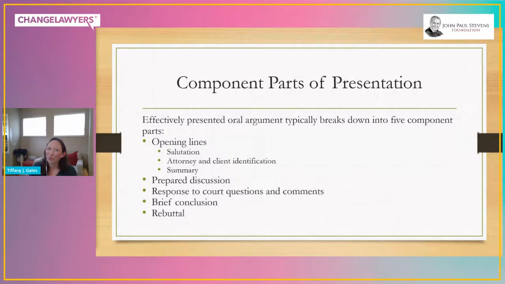But again, be flexible. Don't try to force it. If you're in a situation where it just doesn't flow naturally, it's okay to just say, "Thank you for your time," and sit down. That's completely acceptable as well.